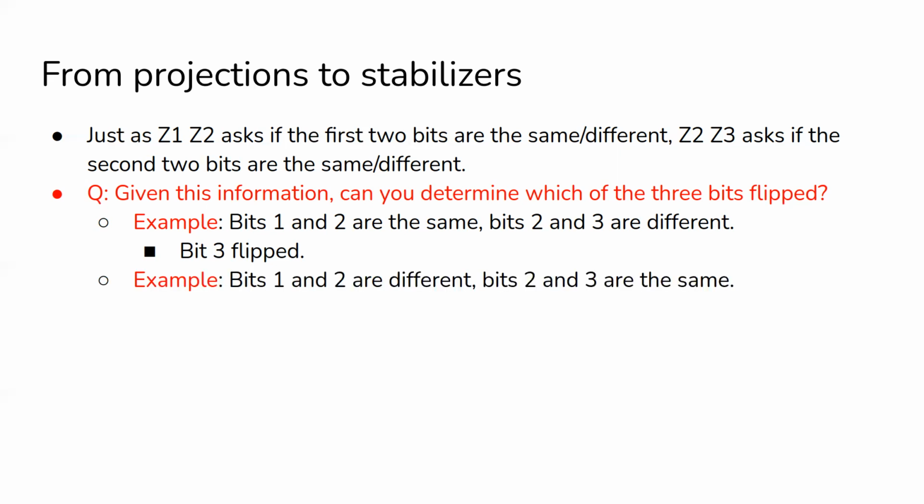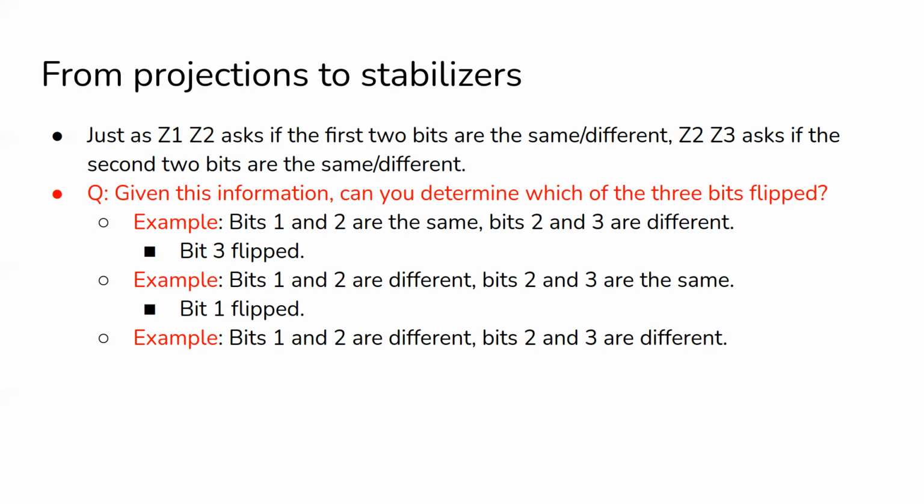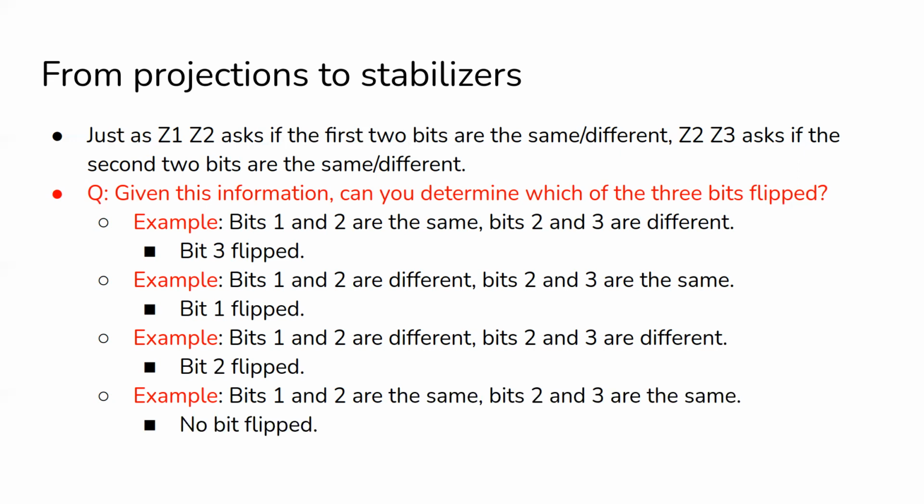How about bits 1 and 2 are different, but 2 and 3 are the same? So which one flipped? One. One, very good. What if they're both different? Two, very good. And the next one came for free with the slide here. If they're all the same, then no bits flipped. Okay, very good. So this is the idea of stabilizers.